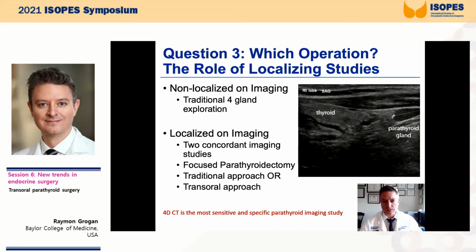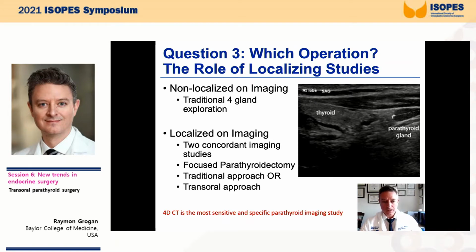The two imaging studies we recommend are an ultrasound, because the ultrasound will also look for thyroid nodules that may need to be worked up prior to the parathyroid surgery, and it also can look for the parathyroid. And then a CT scan, which is a parathyroid-specific CT scan, also called a 4D CT or parathyroid protocol CT. It's pretty clear now that the CT scans are the most sensitive and most specific imaging modality available. We moved away from sestamibi.